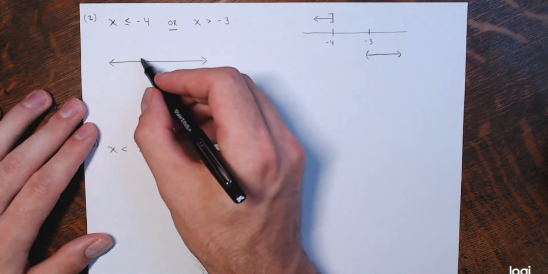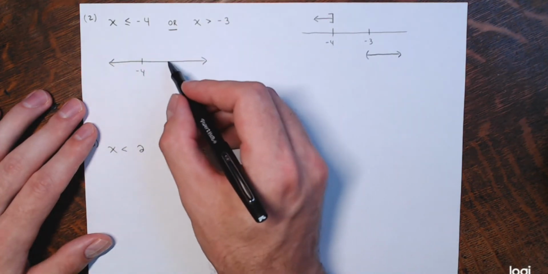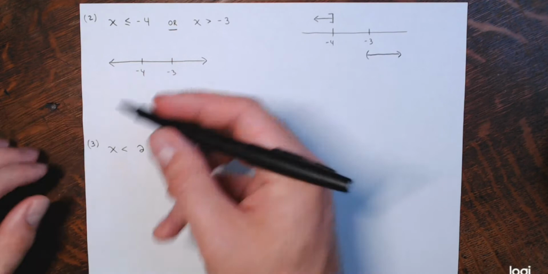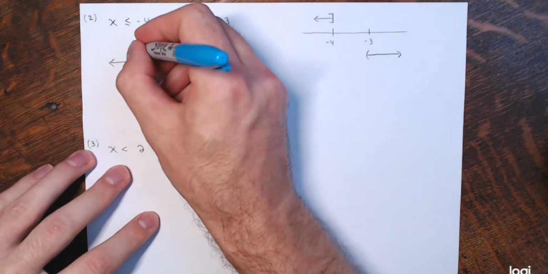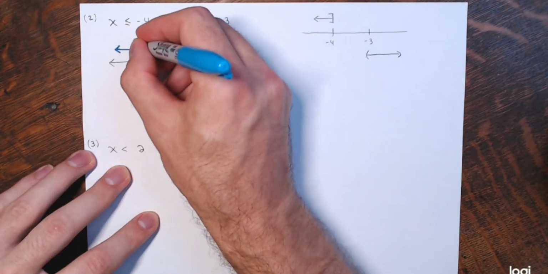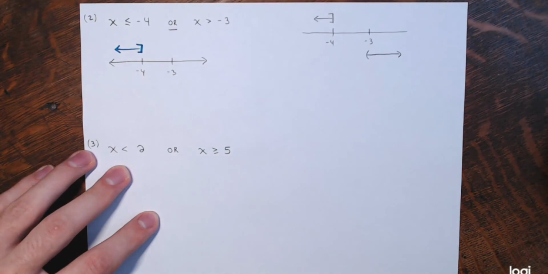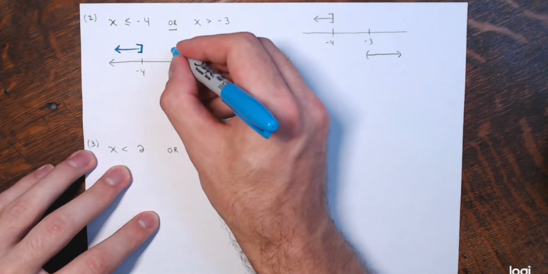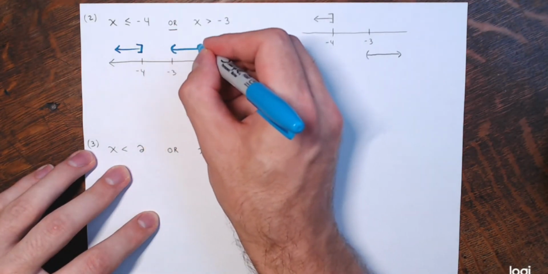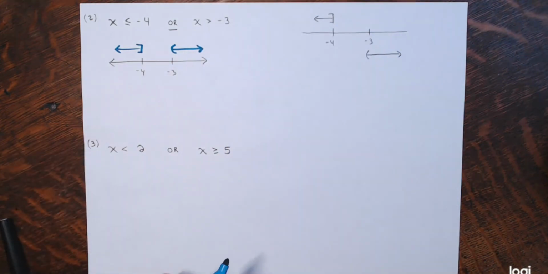All right, so the final graph, again you have -4 and -3 mentioned. All the numbers less than or equal to -4 are solutions of the compound inequality. All the numbers greater than -3 are also solutions of the compound inequality. There's your final graph.